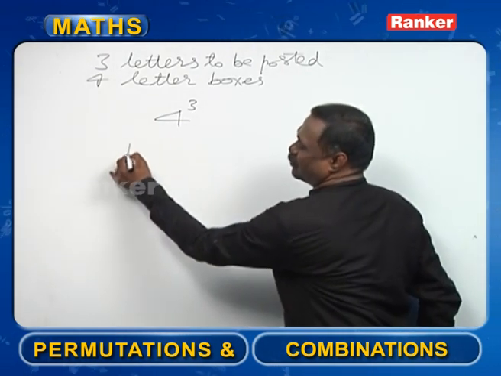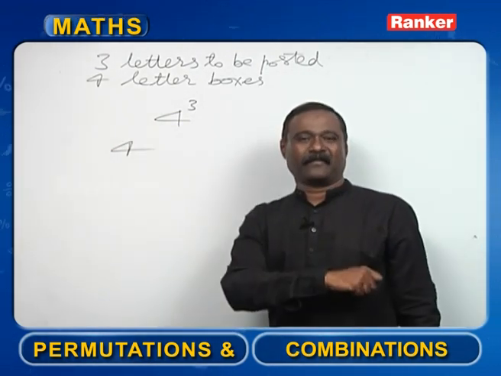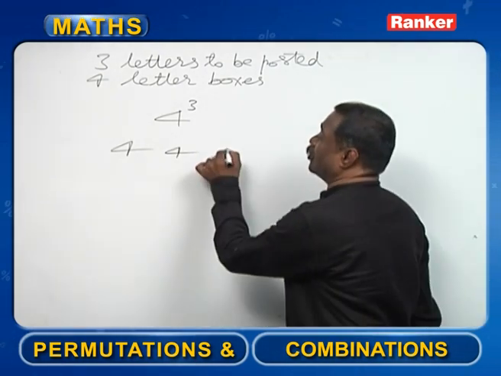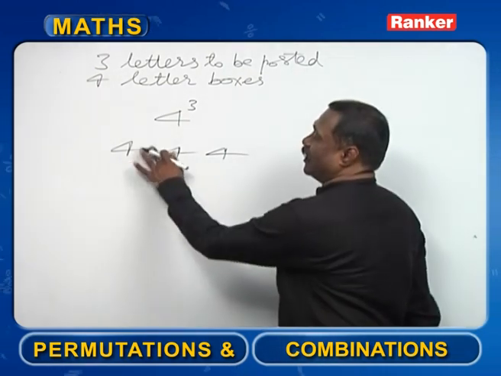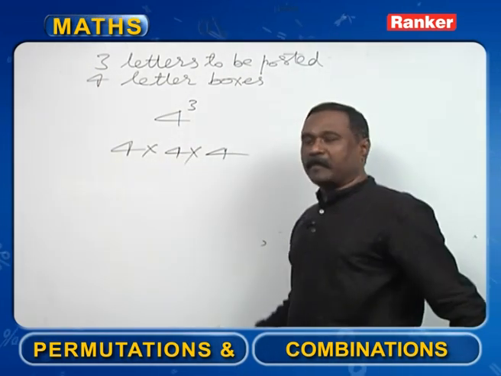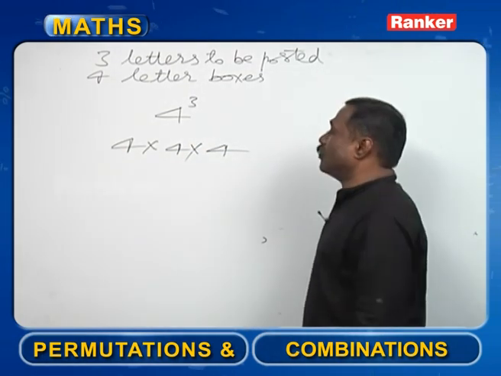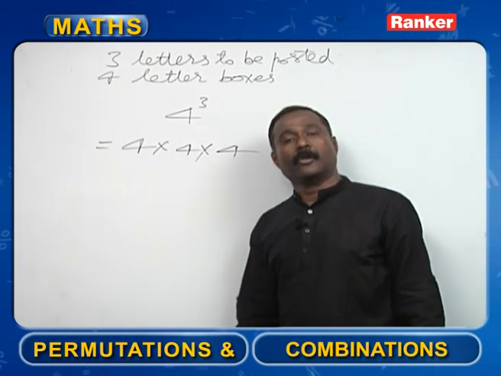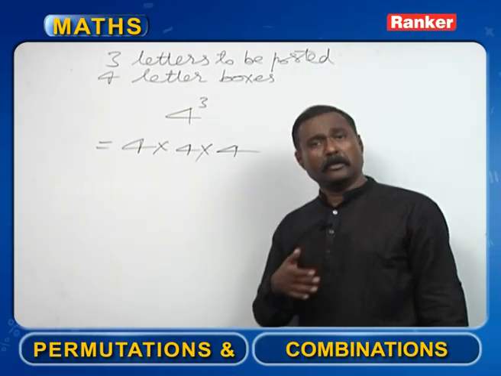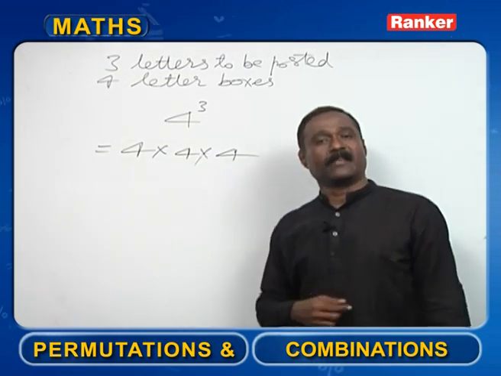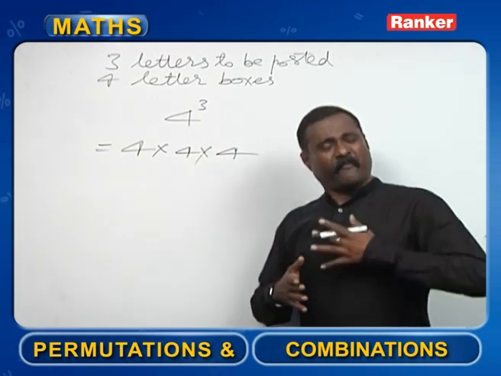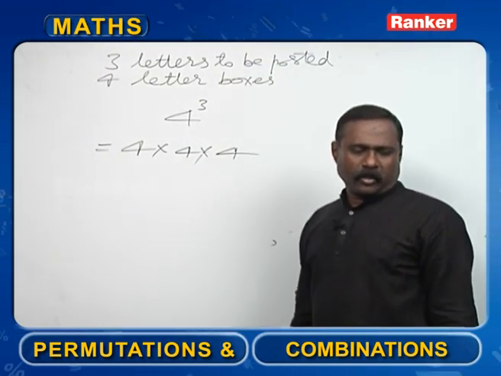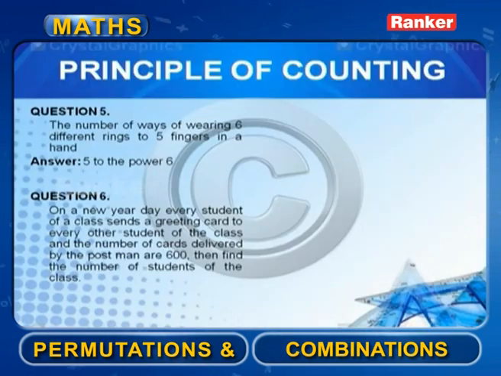So the first letter has 4 different ways to be posted. Similarly, the second letter also has 4 ways, and the third letter also can be posted in 4 different ways. All these can be performed one after the other according to the principle of counting: 4 into 4 into 4, which is nothing but 4 cube different ways. If you work out similar problems, you'll understand which one should be the base and which one should be the power. The base should always be the fixed one and the power will be the variable. Understand it? Okay.